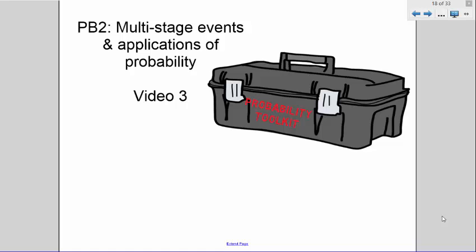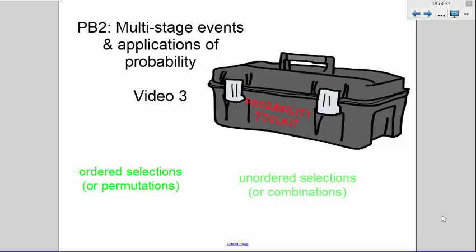G'day guys, welcome back to the third video on multi-stage events and applications of probability. In this lesson, we're going to be adding new tools to the toolbox. The fundamental counting principle is one of three very powerful techniques used in probability. In this video, we'll learn about the other two, ordered selections and unordered selections, also known as permutations and combinations, respectively.